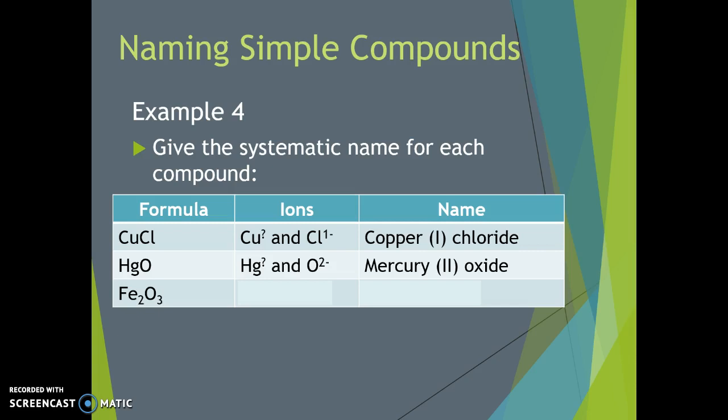The last example, again, iron is a transition metal, so we're not sure of the charge, and oxygen always has a -2 charge. Due to the fact that there are 2 irons combined for every 3 oxygens, we can deduce that the charge on the iron must be +3, and we would call this compound iron(III) oxide.